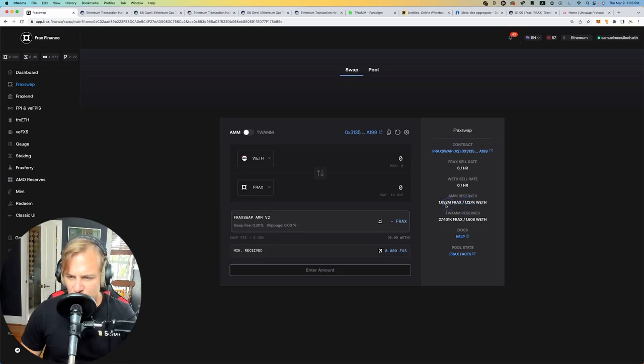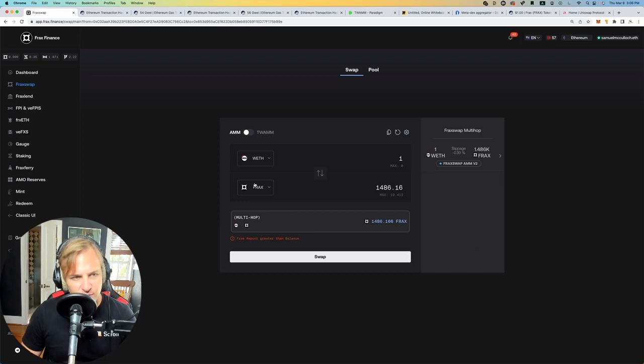Also the AMM reserves. So in this WETH and Frax pool, you have 1.6 million Frax and 1,127 WETH. The TWAMM has got 27,000 Frax and 1.6 WETH at the moment. So yeah, that's how you make a trade. So you can use FraxSwap to come and buy and sell.